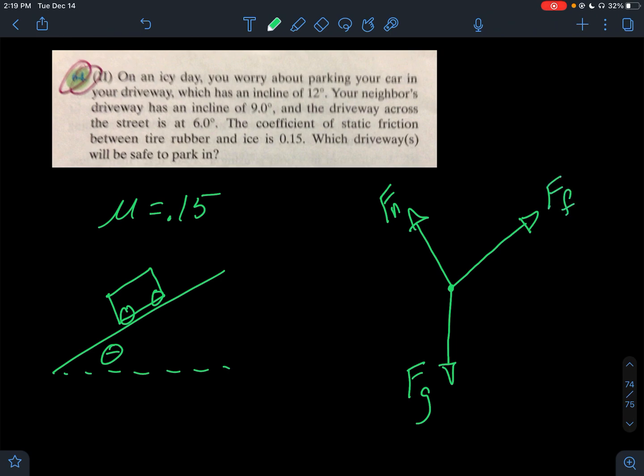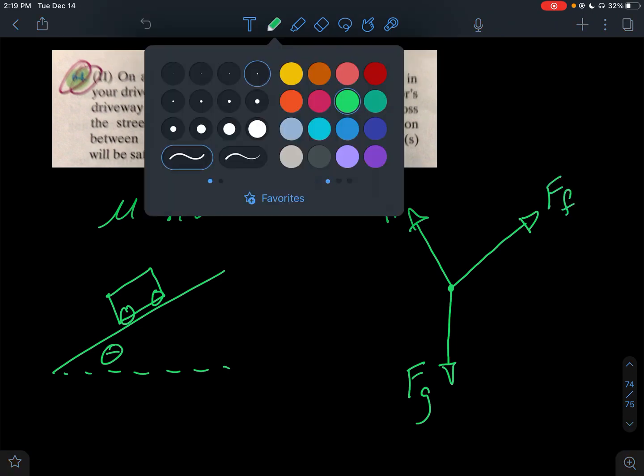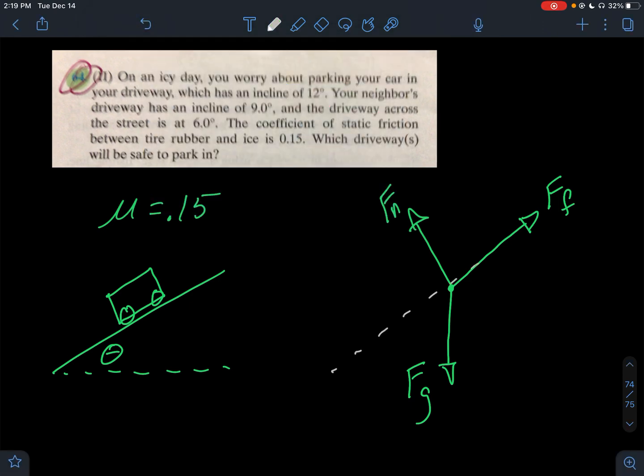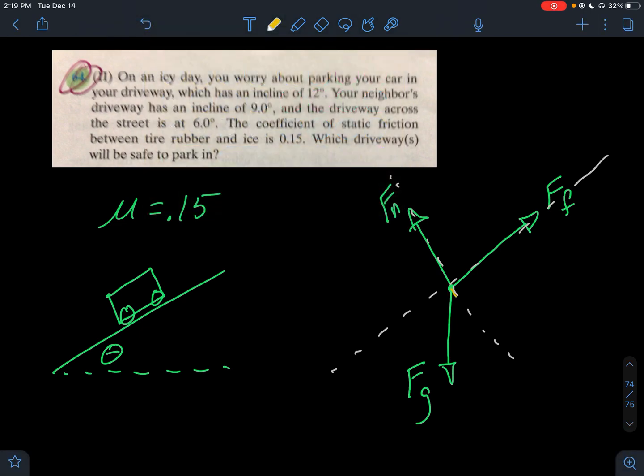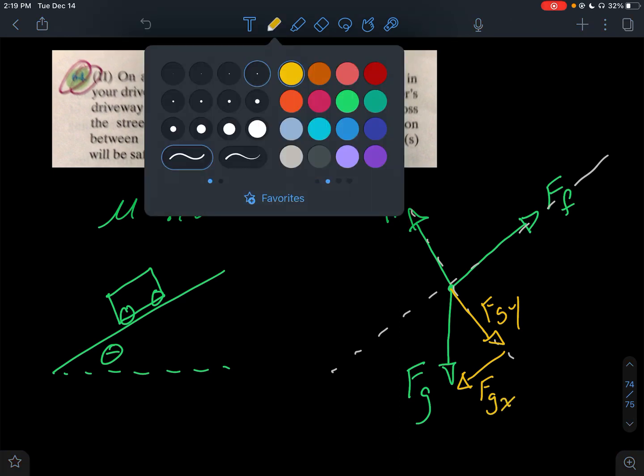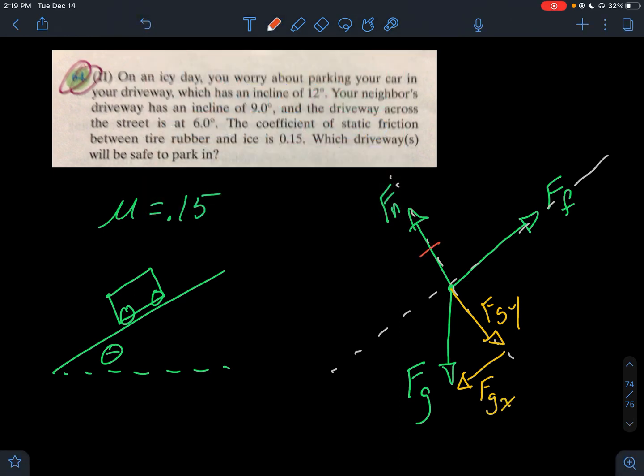So here's our force diagram. We see that we do have to break up gravity into x and y components, nothing new for us. So I've got my FGY, FGX, and I don't want my car to move, so the normal force is equal to the y component of gravity, and friction up the hill is equal to the component of gravity down the hill.